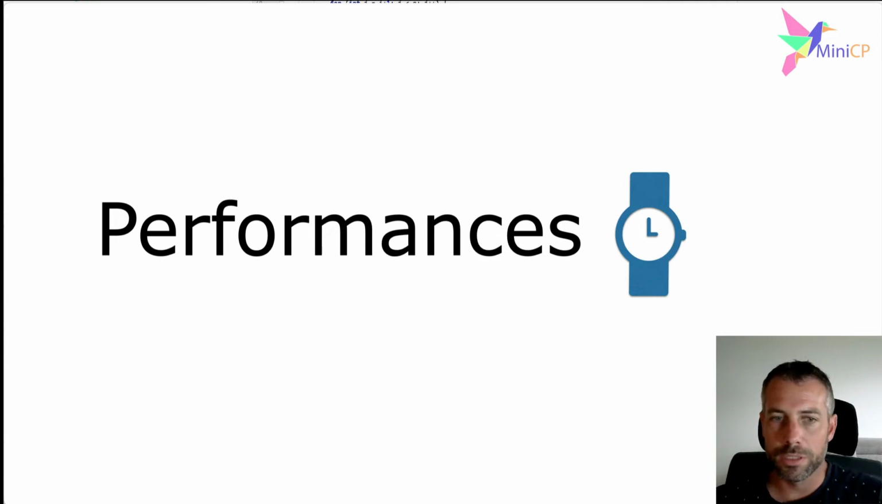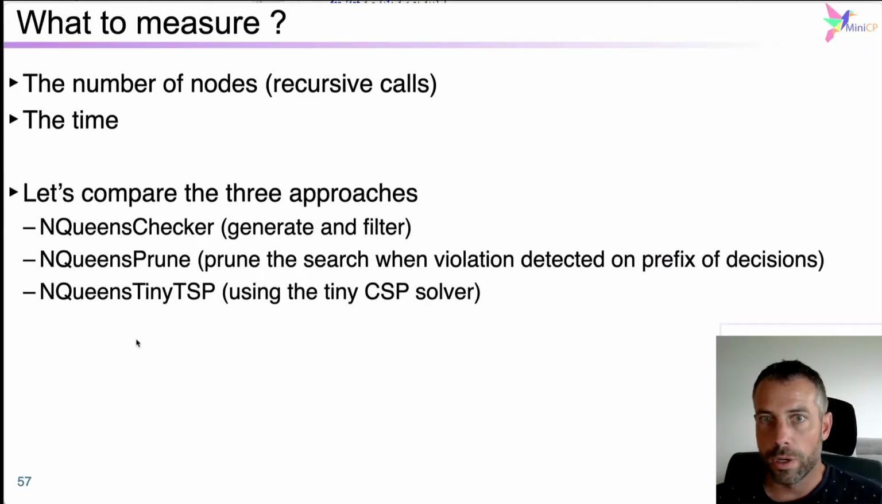I propose that we now study the performances of the different approaches that we have studied so far. As a reminder, we have seen three different approaches. There was the n-queens checker, that is the generate and filter approach. There was the n-queens prune, that is trying to prune the search as soon as we detect a violation on the prefix of decisions. And then we have the n-queens TinyCSP that was using the TinyCSP solver that we have designed using the variables, the fixed point, and all the ingredients of a constraint programming solver.